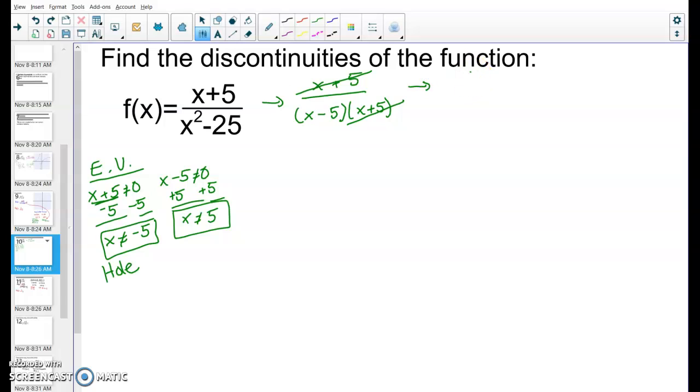Then we're going to simplify this function. You have 1 over x minus 5. So that factor, because we can't cancel it, that's going to be your vertical asymptote.